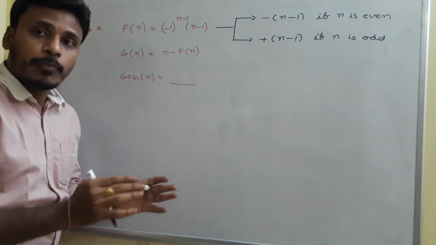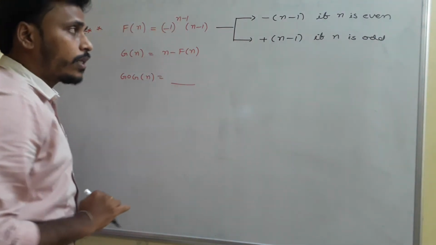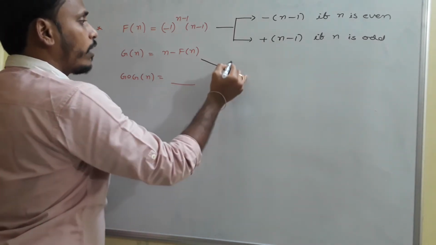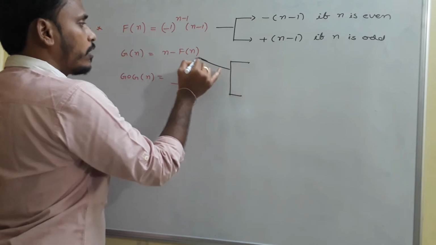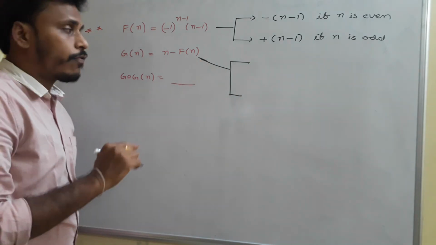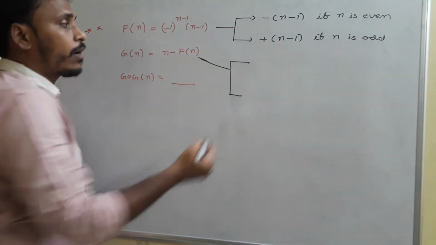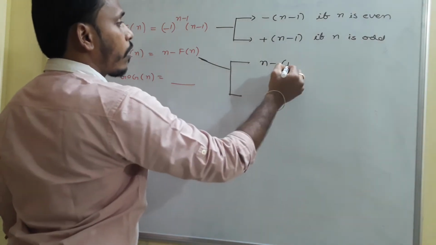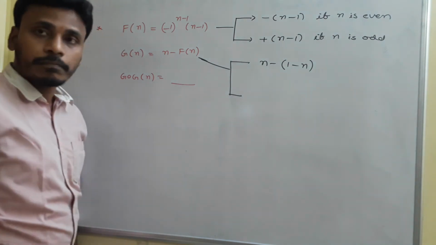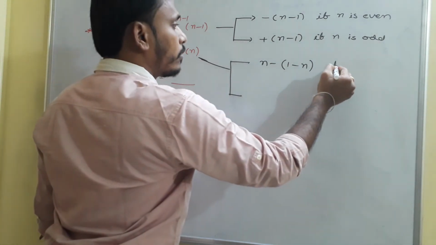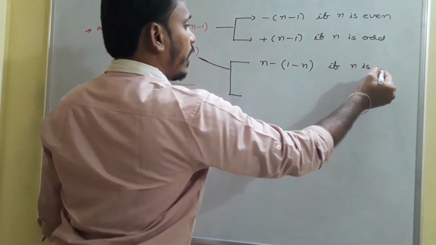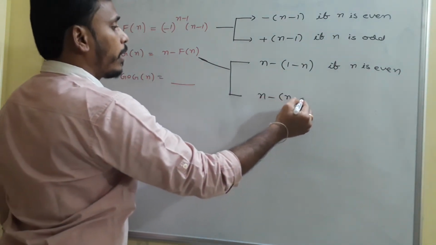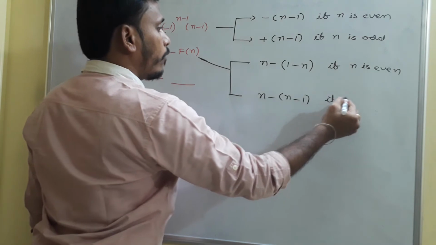So I split the problem into two cases: once if it is even, once if it is odd. So again we need to rewrite this g of n also in two possible ways, for even and for odd. n minus f of n, right? So n minus of, what is f of n in this case? 1 minus n, if n is even. The first possibility is the n even case. The second possibility is the n odd case: n minus of n minus 1, if n is odd.